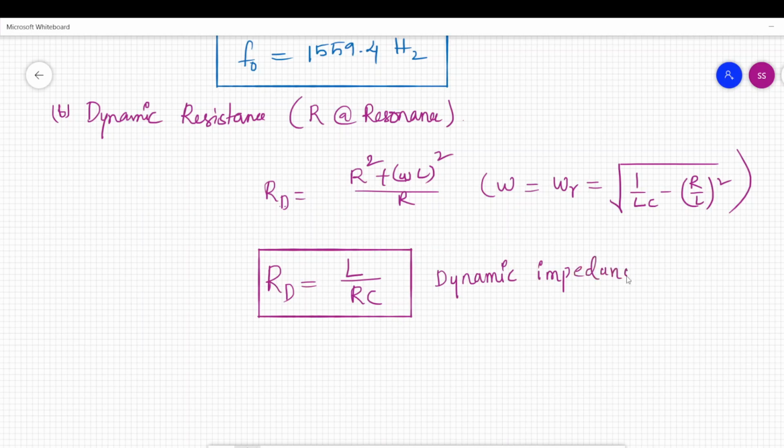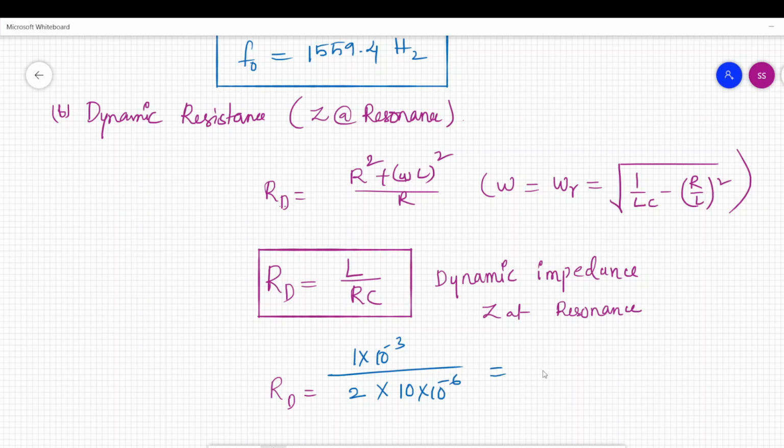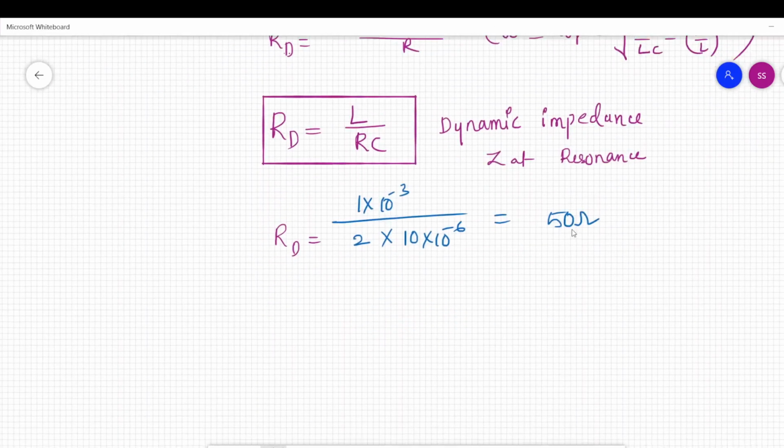It is impedance at resonance. Okay, this is not resistance, this is impedance at resonance. So RD is free from frequency now. The dynamic resistance equals L, that is 1 into 10 power minus 3, 1 millihenry, by 2 into 10 into 10 power minus 6. So RD is equal to 50 ohm. This is the impedance of the circuit under resonance condition.